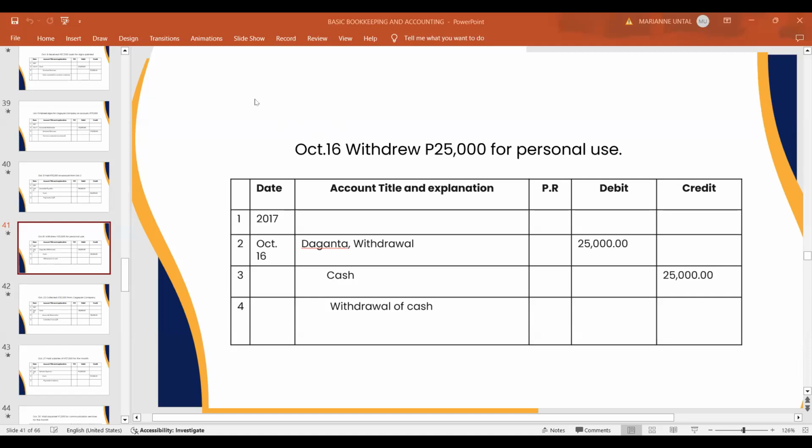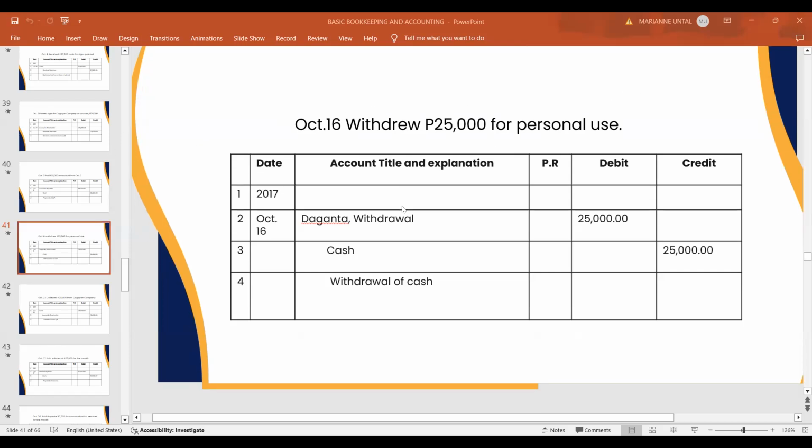So, nag-stop tayo dito sa withdrawal. So, let's proceed to the next transaction.